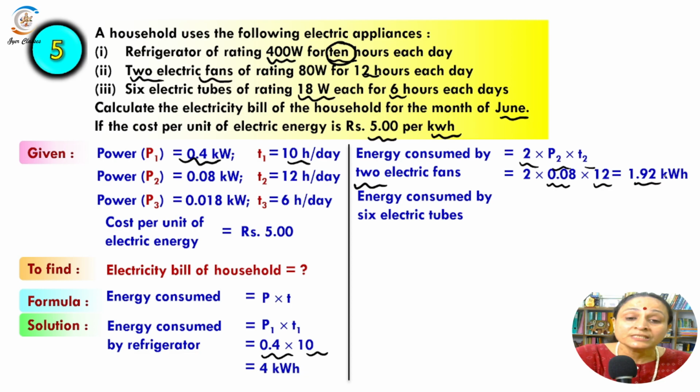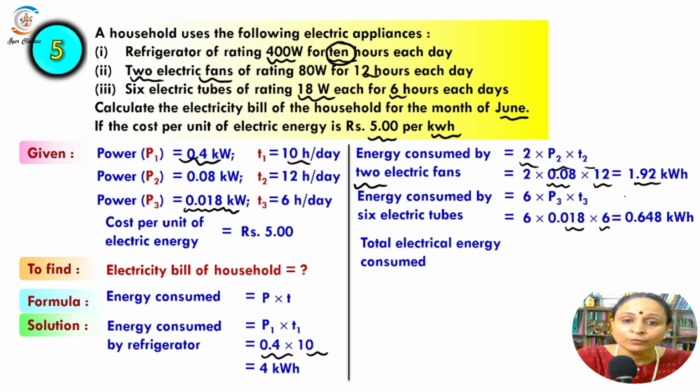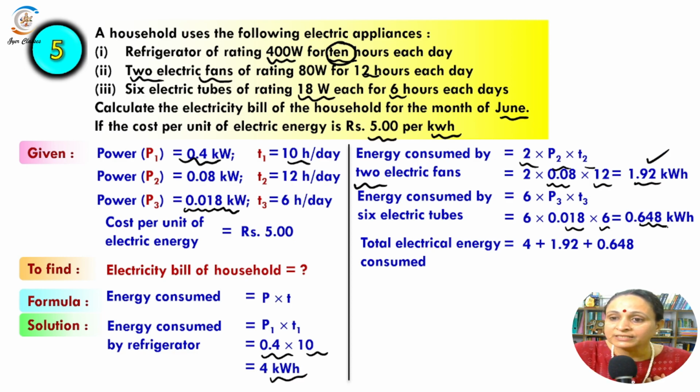Now we also have 6 electrical tubes. So you have 6 into power into time. The power of the electrical tube is 0.18 kilowatt. Put the power and also the time, which is 6 hours. Just multiply and get the answer. It is 0.648 kilowatt hour. And if you want to calculate the total energy consumed by all of them put together, it will be 4 kilowatt hour, 1.92 kilowatt hour and 0.648 kilowatt hour. Just add them, it is equal to 6.568 kilowatt hour.